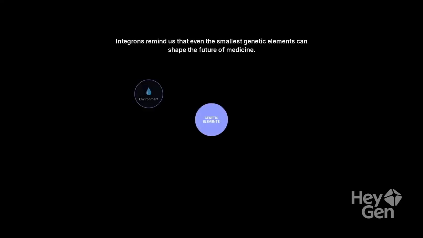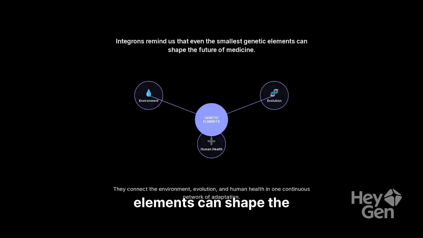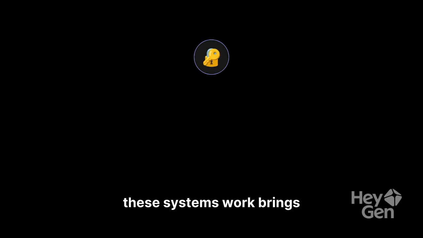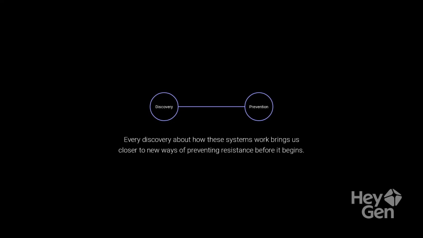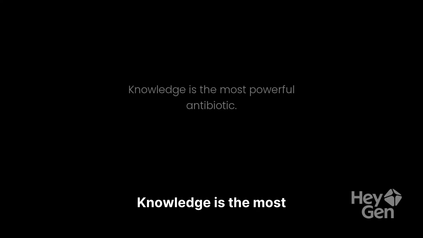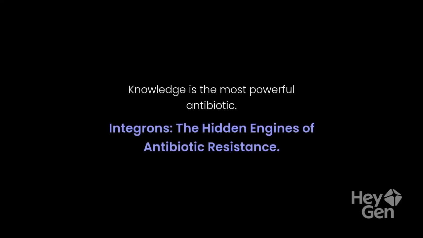Integrons remind us that even the smallest genetic elements can shape the future of medicine. They connect the environment, evolution, and human health in one continuous network of adaptation. Every discovery about how these systems work brings us closer to new ways of preventing resistance before it begins. The challenge is immense, but so is the opportunity to use our understanding of microbial genetics not just to fight disease, but to stay one step ahead of evolution itself. Knowledge is the most powerful antibiotic. Integrons, the hidden engines of antibiotic resistance.